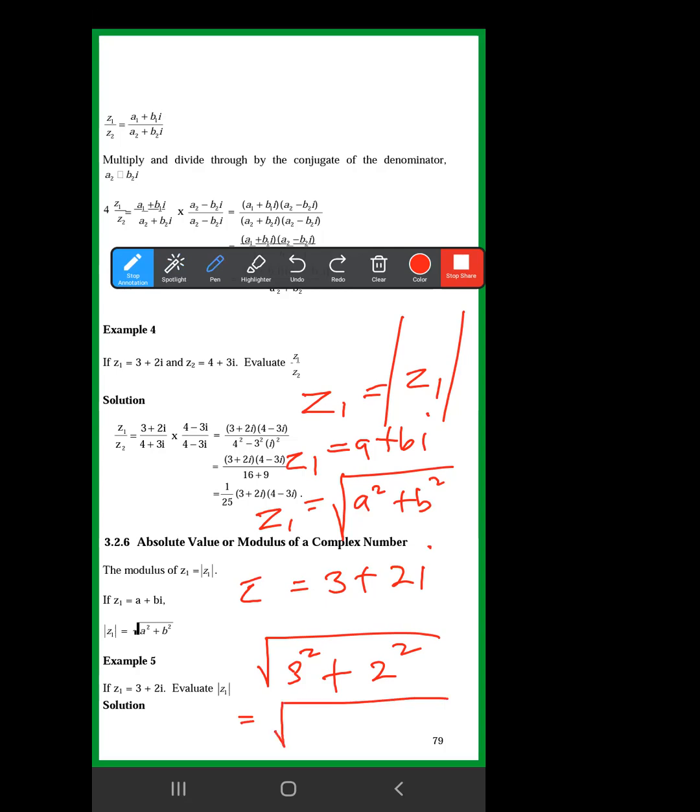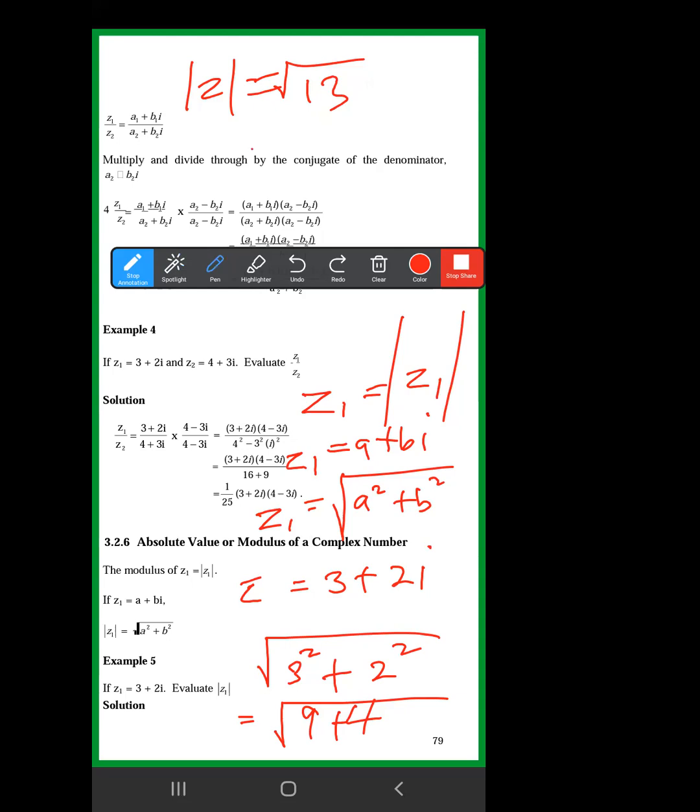So it will be the square root of 3 squared, which gives you 9, and 2 squared gives you 4. So 9 plus 4 gives you 13. So that's the modulus of Z in the question: square root of 13. You can leave the answer like that, and you can also express it as a decimal value. Are you following? Yes, sir. Good. You can leave your answer in root form, square root of 13, or you can leave your answer in decimal.